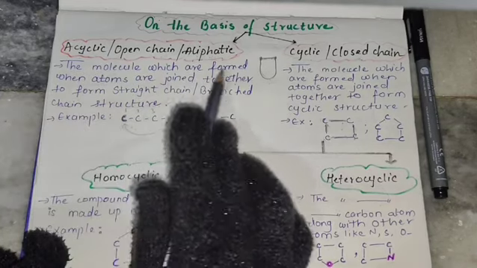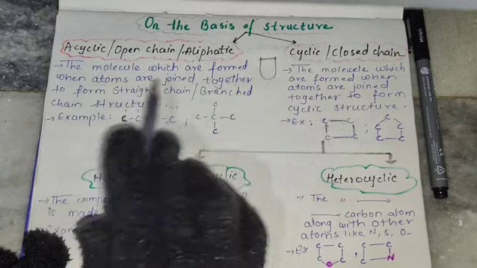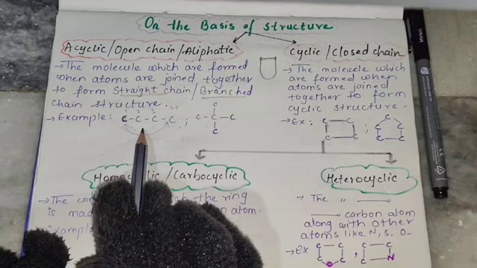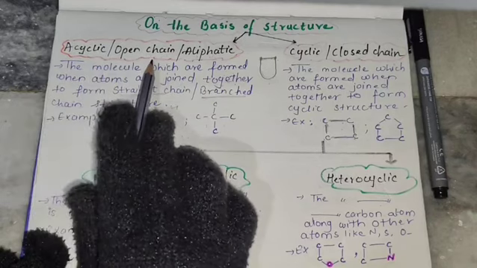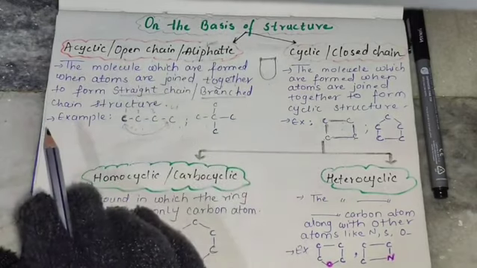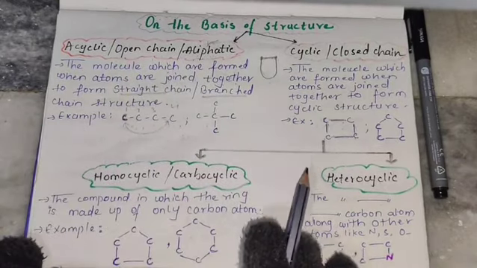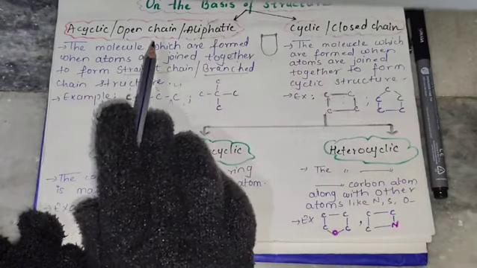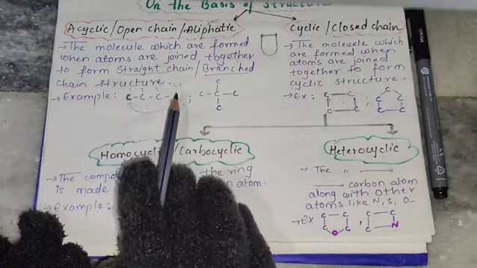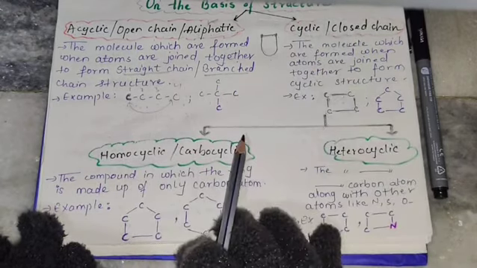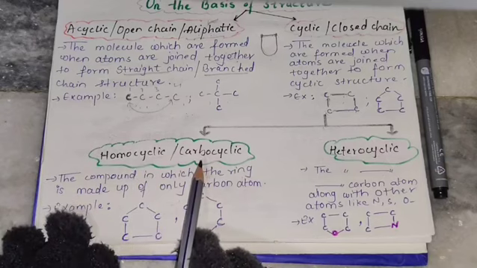So the molecules which are formed when atoms are joined together to form a straight chain or branched chain structure, that type of structure is known as acyclic or open chain. It is also called aliphatic. This name you have to remember. Now, aliphatic or open chain compounds will not be further subdivided, but cyclic or closed chain compounds can be homocyclic or carbocyclic and heterocyclic.